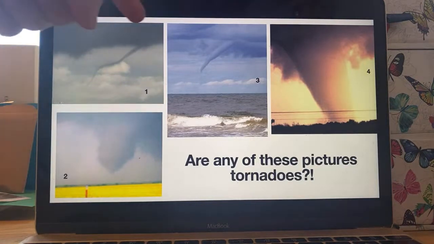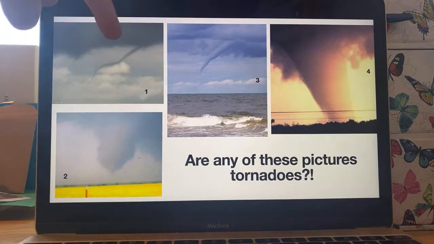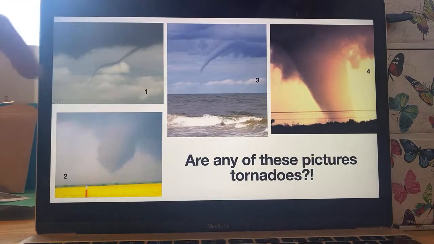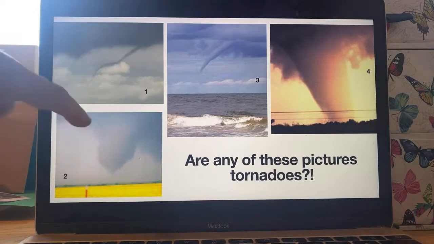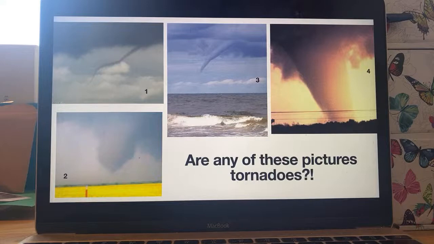Number one, you've got a dark cloud with what looks like a mouse's tail coming out of it. Number two, you've got an enormous, almost drill bit that is about to start drilling into a field, but it hasn't got there yet. Number three, it looks like an anteater's nose poking out of a cloud. And number four, you've got this massive red cloud funnel that is touching the ground. Which one of those is a tornado, or are any of them a tornado?